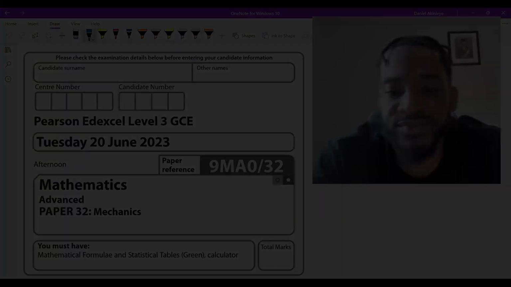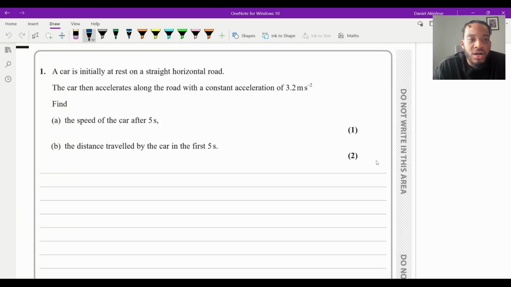Let's get into it. Okay, so question 1 says a car is initially at rest on a straight horizontal road. The car then accelerates along the road with a constant acceleration of 3.2 meters per second squared. Find for part A the speed of the car after 5 seconds for 1 mark.